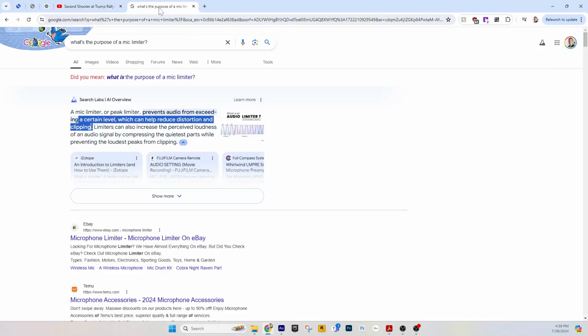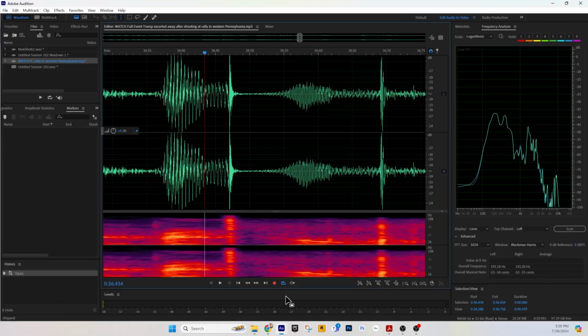So let me pull up the definition here. Mic limiter or peak limiter prevents audio from exceeding a certain level, which can help reduce distortion and clipping. So in other words, if it gets too loud, the microphone can't pick up all of that audio, and what would typically happen is it would crackle, or there'd be some distorted sounds. So rather than continue to try to pick up that distorted audio, what the microphone will automatically do, and not every microphone will do this, but some are set to have a limiter on them, is duck the amplitude of the incoming audio that it's picking up and try to account for that.